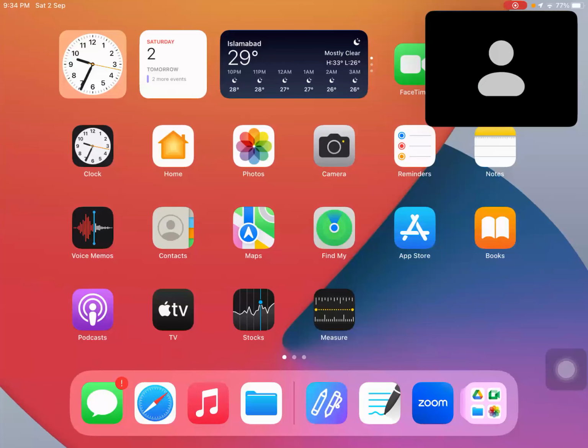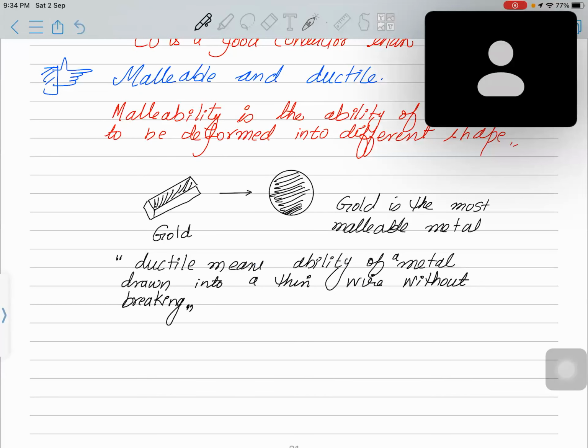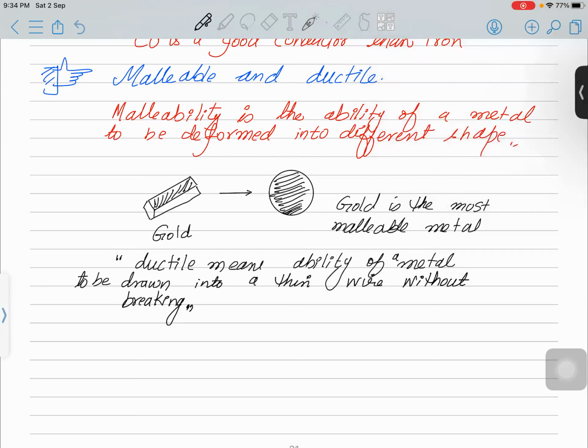So ductile means the ability of a metal to be drawn into a thin wire without breaking. This is ductile.